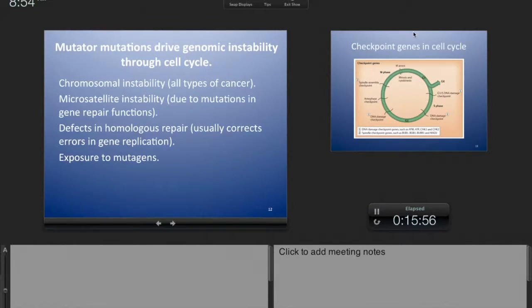So if you have mutations in gene repair function, that can result in changes in DNA sequence, which obviously may change the expression of the gene. You can have defects in homologous repair of one of these altered genes, which homologous repair usually corrects errors, but it doesn't always. And then obviously exposure to mutagens.